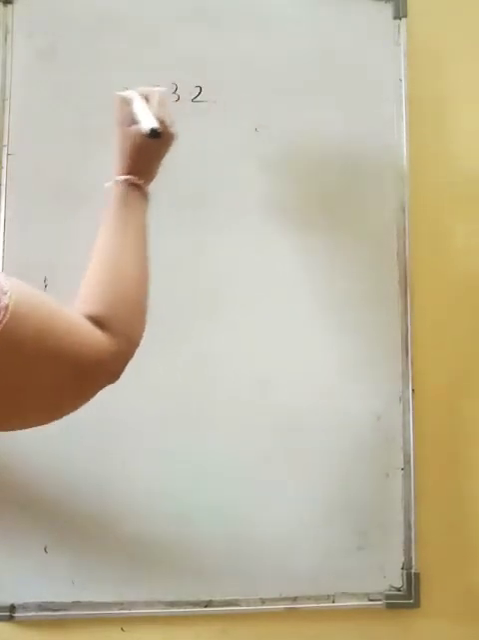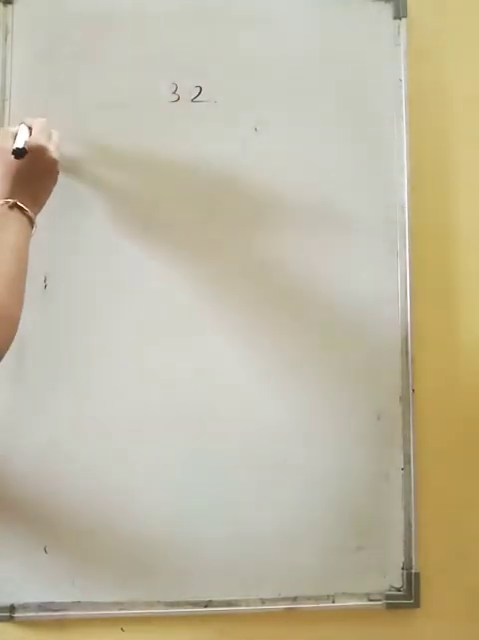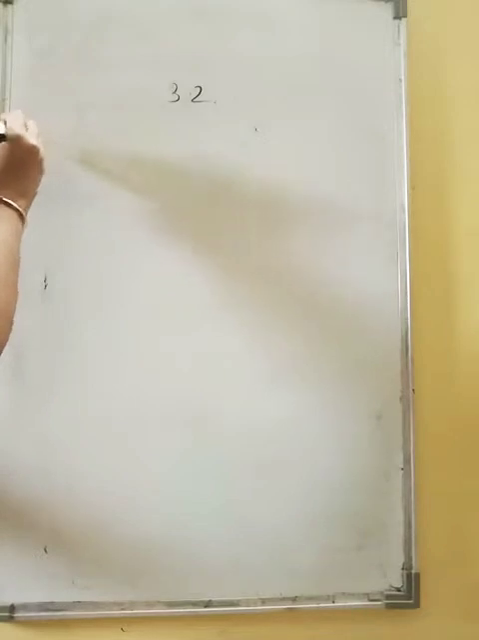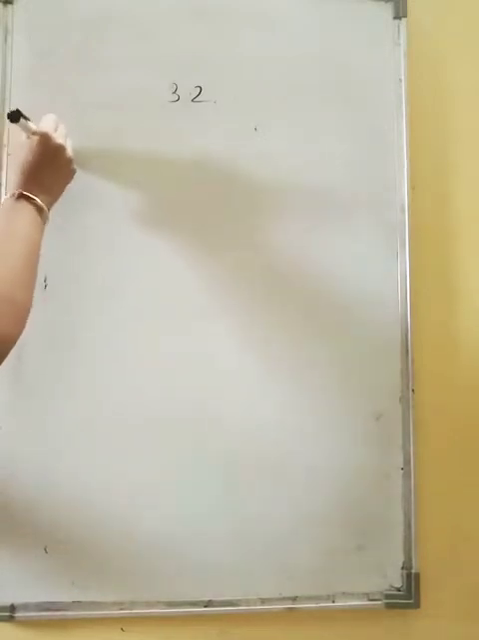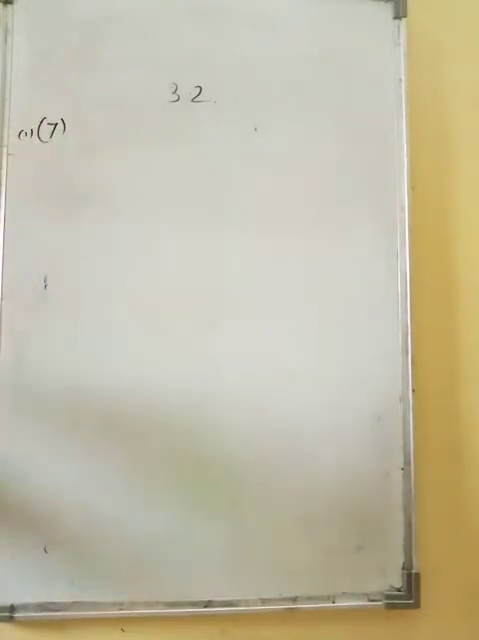We are on practice set 3.2. We have to do question number 7. So let us do question number 7 of 3.2. The question reads as, the 11th term and the 21st term of an AP are 16 and 29 respectively.